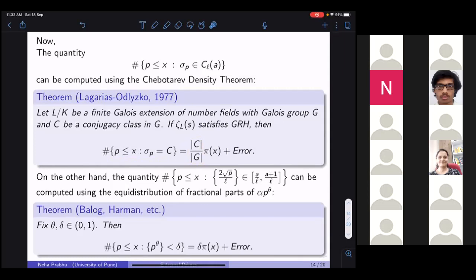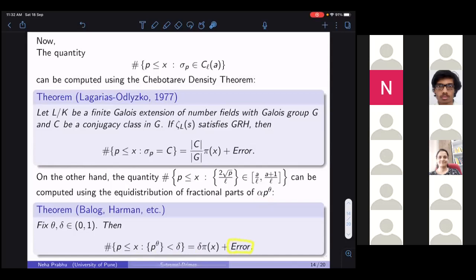On the other hand, if you want to study the distribution of fractional parts of p to the theta, maybe with some constant tagging along, so sitting in an interval, that can be studied using the equidistribution of such sequences, which has been studied by many people and variants of it. But the simplest thing is that the distribution is uniform. So if you look at the primes up to x for which the fractional part of p to the theta is less than delta, where delta is fixed in (0, 1), then this is proportional to the size of the interval plus an error term.